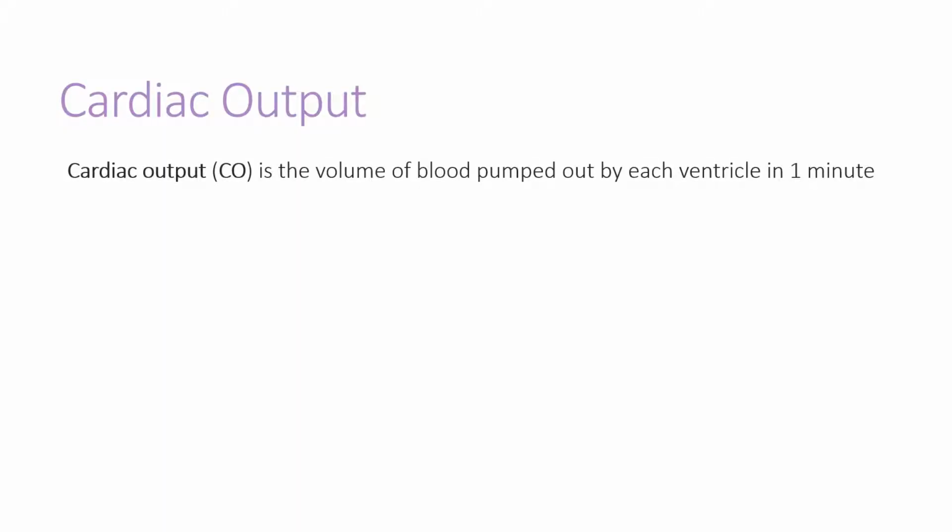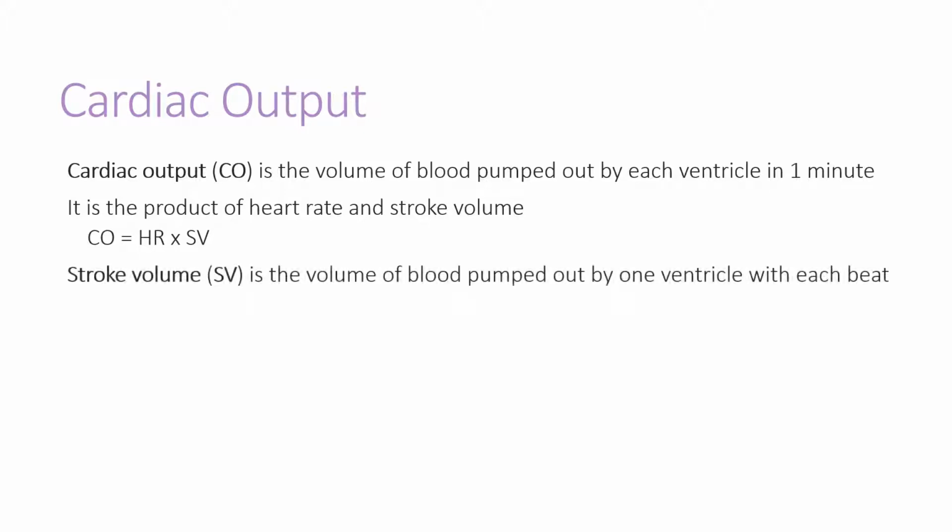Cardiac output, or CO, is the volume of blood pumped out by each ventricle in the course of 1 minute. It is the product of heart rate and stroke volume, or if we show that as equations, cardiac output is the product of heart rate and stroke volume. Stroke volume itself is the volume of blood pumped out by one ventricle with each individual beat.